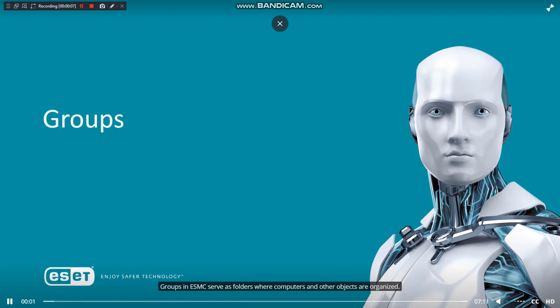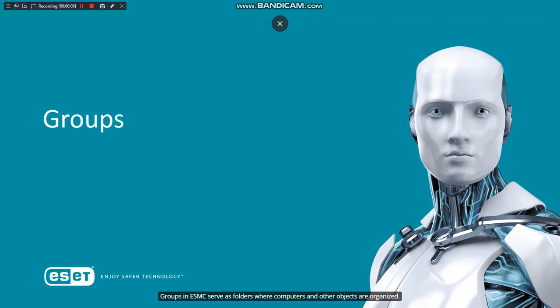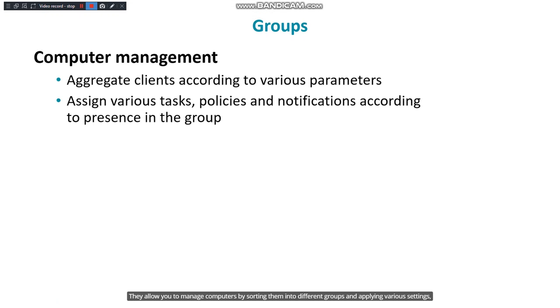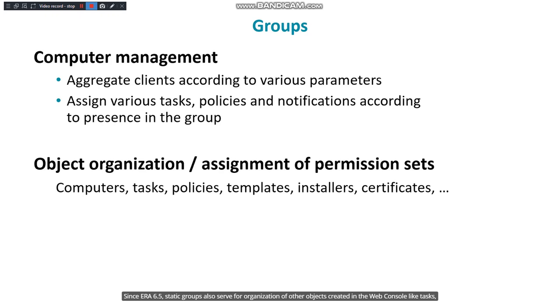Groups in ESMC serve as folders where computers and other objects are organized. They allow you to manage computers by sorting them into different groups and applying various settings, tasks and restrictions based on their presence in a specific group. Since ERA 6.5, static groups also serve for organization of other objects created in the web console, like tasks, policies, templates, installers, licenses and so on.